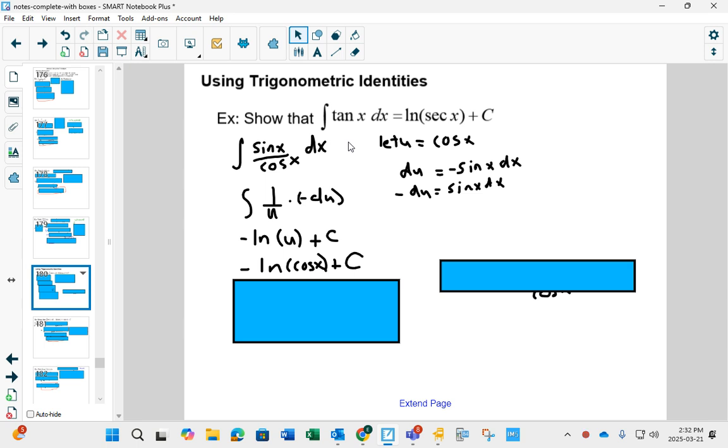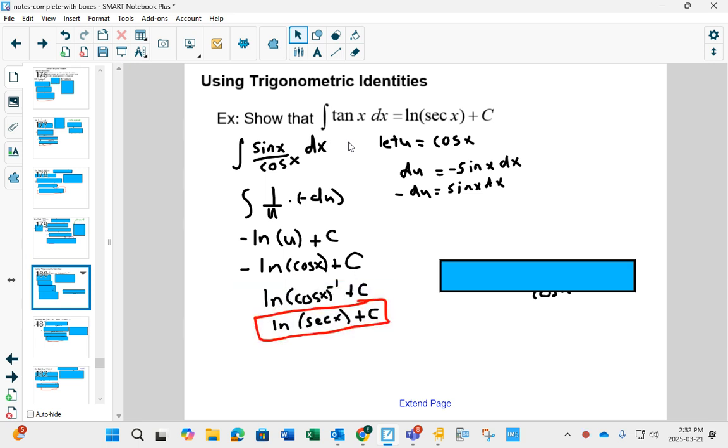How are they the same? What log law would you like to use? Coefficient to the... Yeah, we could take the number out in front and make it an exponent. And if we make it an exponent, a negative 1 would be 1 over cos, which is secant x. Sneaky.